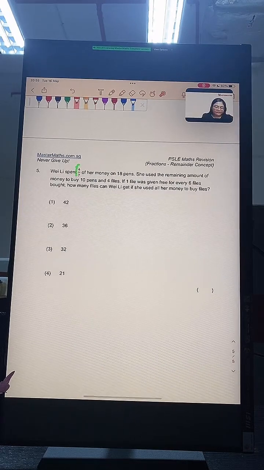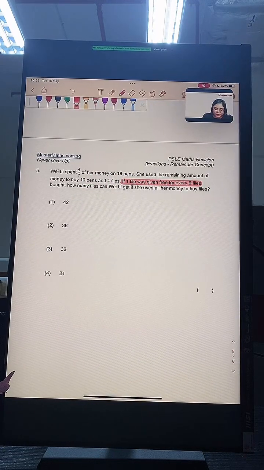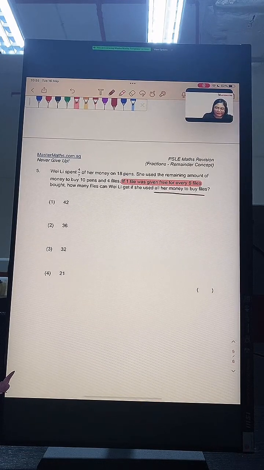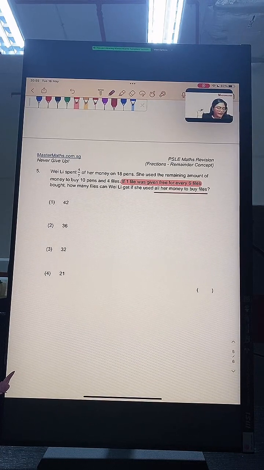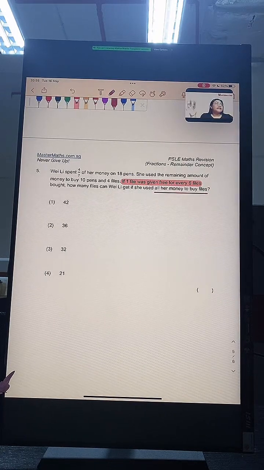Li spent 4 out of 7 of her money on 18 pens. She used the remaining amount of money to buy 10 pens and 4 files. If one file was given free for every 6 files, how many files can she get if she used all her money to buy files?